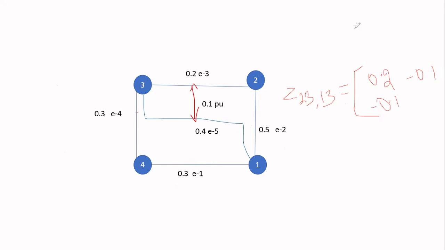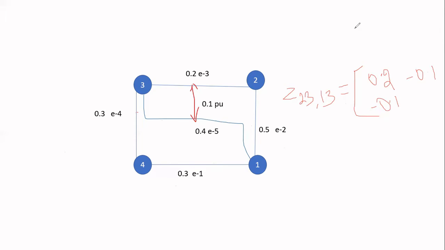Element 5, what is that value? That is 0.4. Element 5, what is that value? That is 0.54. This is 0.4. This is the Z23 and 13 matrix.